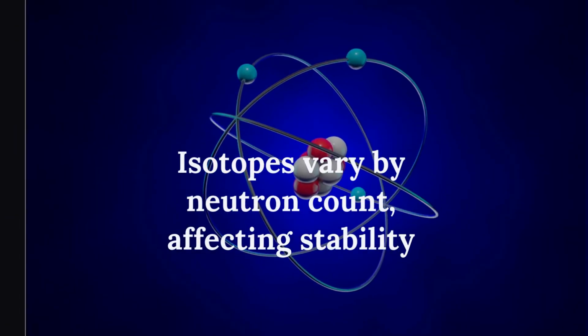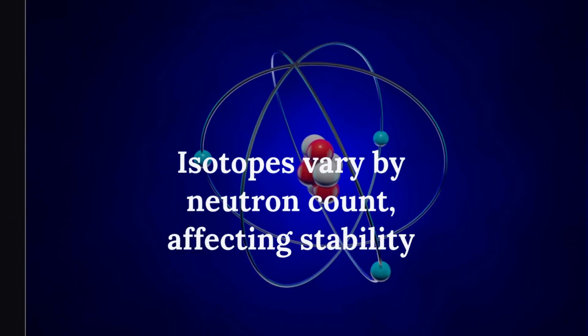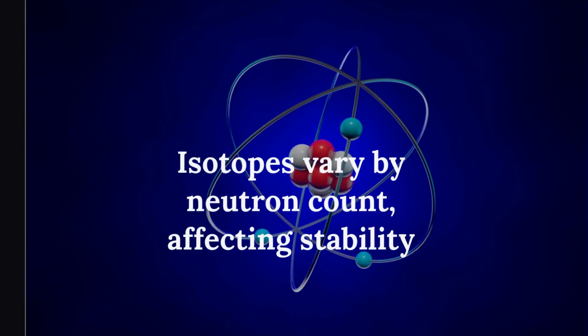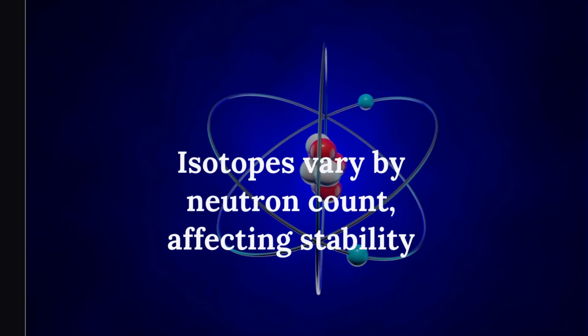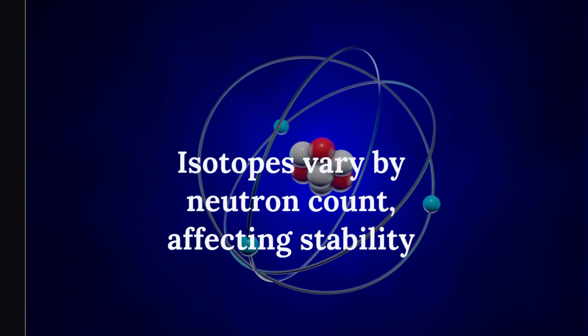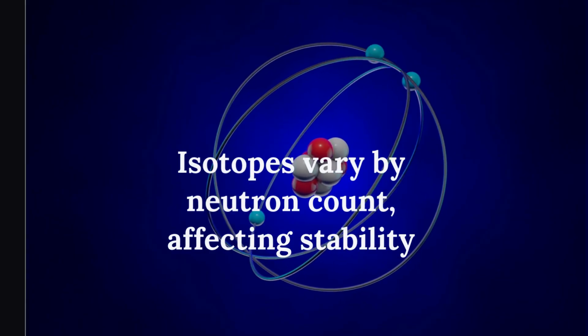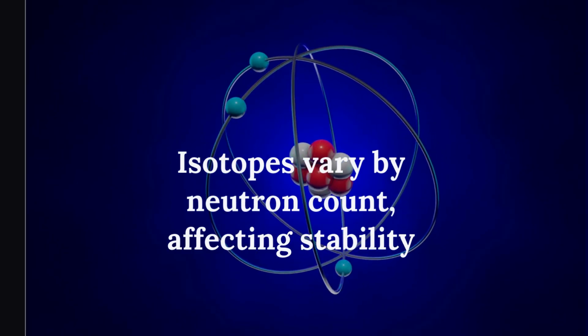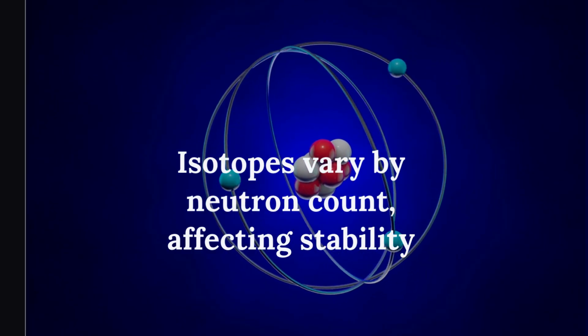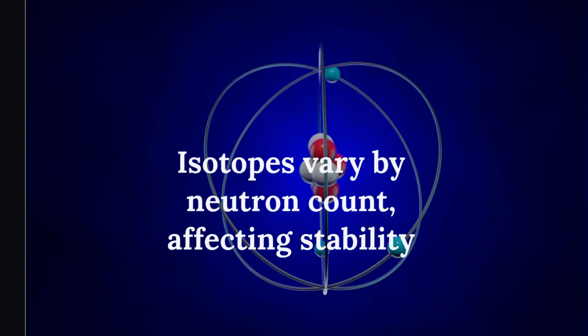Ions form when atoms gain or lose electrons, resulting in a net charge. Isotopes have the same number of protons, but different numbers of neutrons. Some isotopes are stable, while others are radioactive. Carbon-12 is stable, whereas carbon-14 is radioactive and used in dating. Understanding isotopes is crucial in nuclear physics.